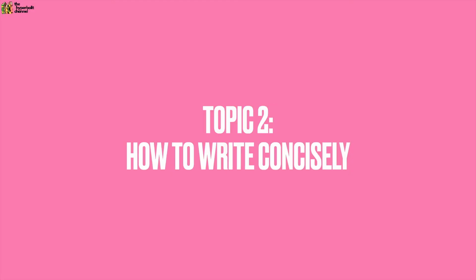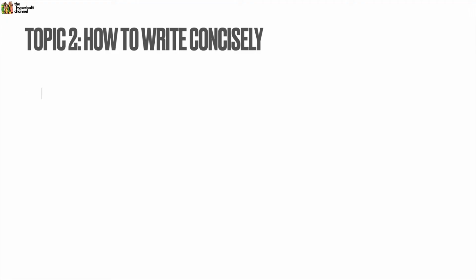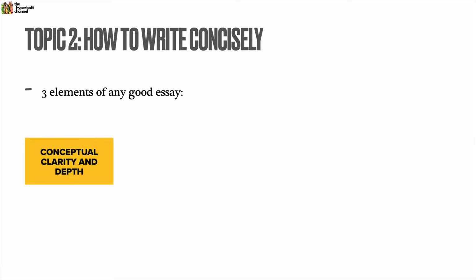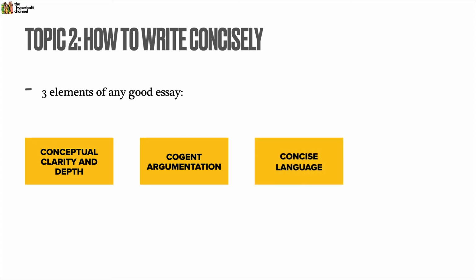Topic 2, how to write concisely. Now, before we dive into the tips, let's quickly address what's probably the most important question. What is it that really makes a good literature essay? Well, in general, a good literature essay should include conceptual clarity and depth, cogent argumentation, as well as concise language.